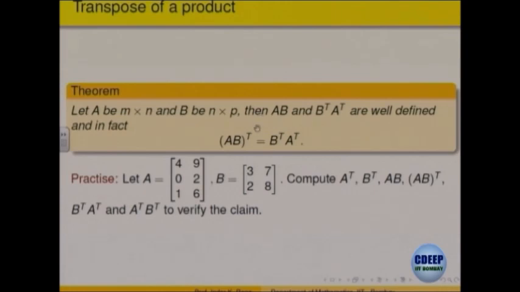So, this is the property. We will not prove it, but you can try to write a proof yourself, and you can try to verify it for some simple examples. Product transpose is the same as transpose inverted product. (AB) transpose is the same as B transpose multiplied by A transpose.